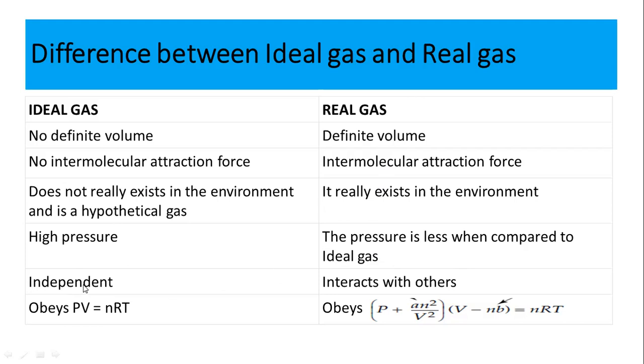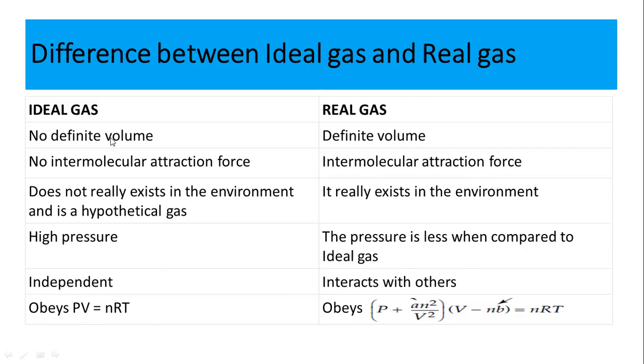The fifth difference is that the molecules of the ideal gas behave independently. That means they do not interact with other molecules because of the no intermolecular forces of attraction. But in the real gas, the molecules interact with the others because of some intermolecular forces of attraction.